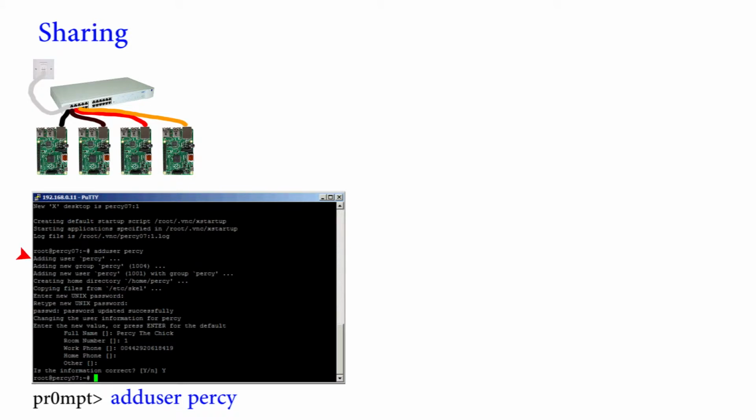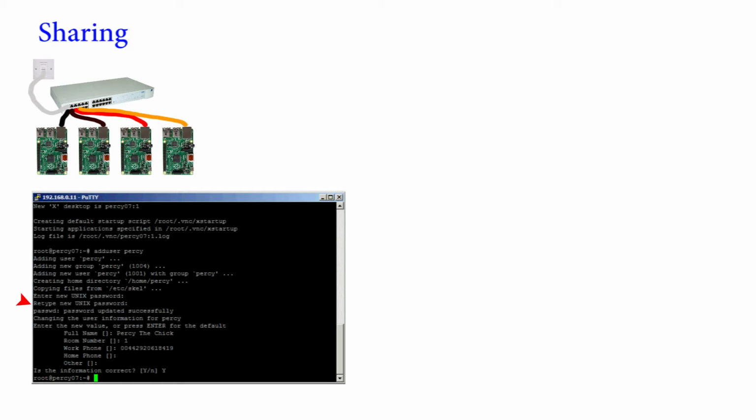Adding user Percy, well great, that's what we asked it to do. Adding new group Percy, good. Adding new user Percy to group Percy. Creating a home directory /home/Percy. This looks serious. And then copying into the home Percy directory some skeleton files. There's no need to understand any of this, all will become much clearer in a later video when this is explained. Then it asks for a password and confirmation.